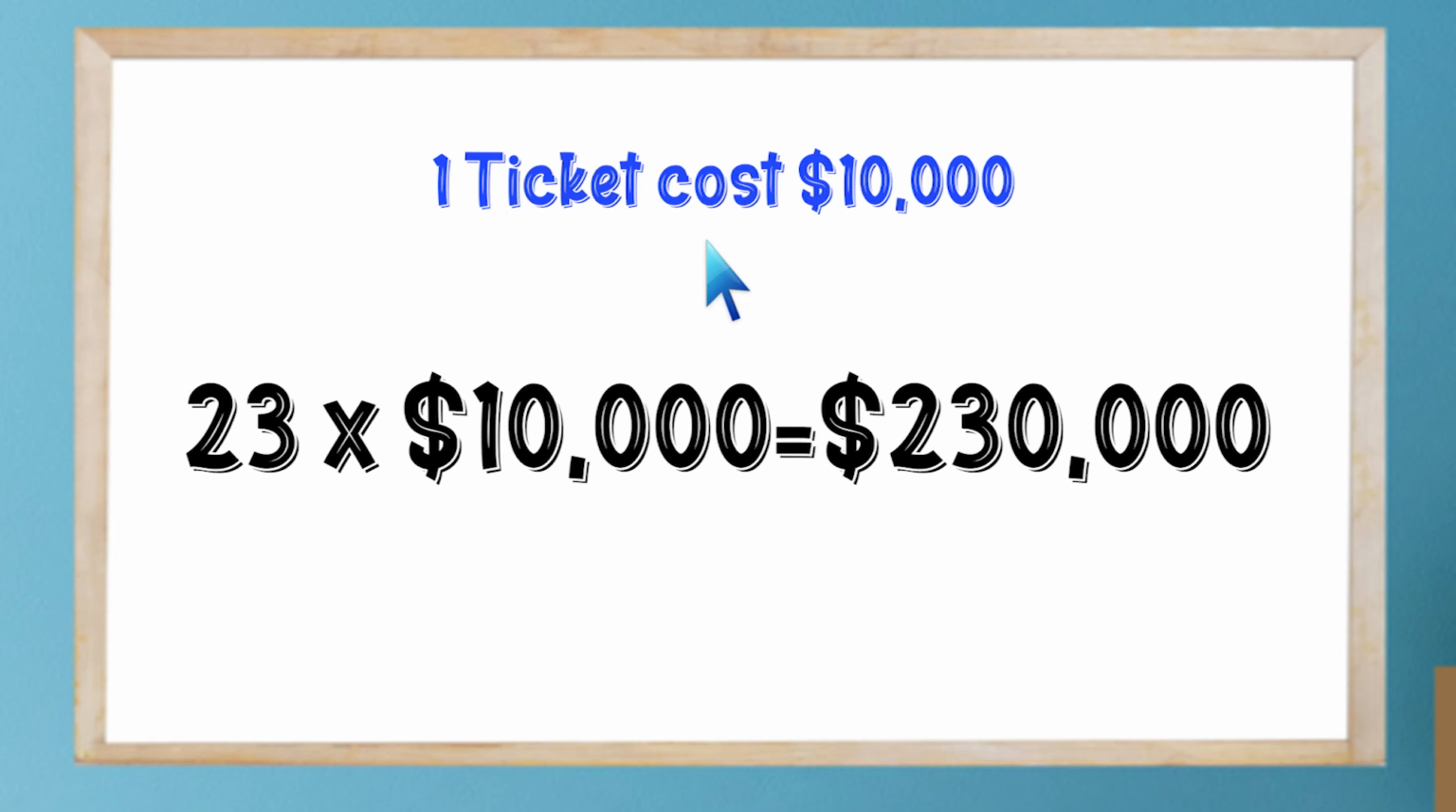So one ticket costs $10,000. 23 tickets cost 23 times $10,000. So, in actuality, I have to get $230,000 to buy the tickets for my friends to take a trip with me to Monkey Mountain. So get ready, boys and girls. We will be going to Monkey Mountain.